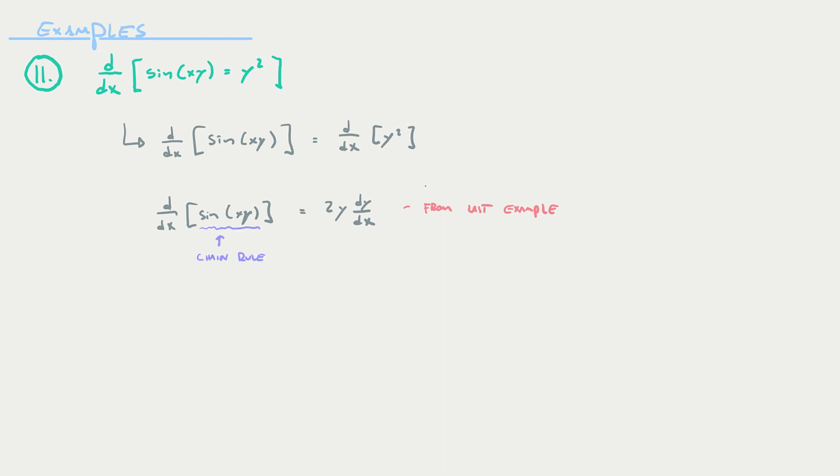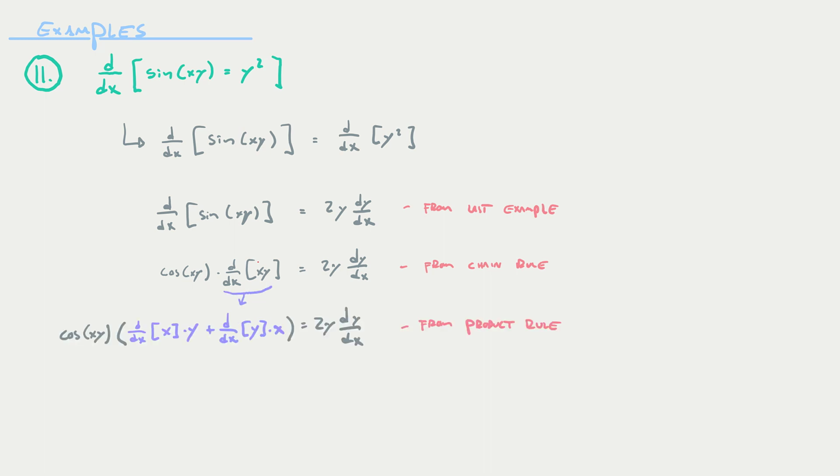The outer function is sine, and then it kind of looks like there might be product rule stuff, but let's take it one step at a time here. Chain rule says you have to take the derivative of the outer function. The derivative of sine is the cosine of whatever the inner function is, which is just xy, and that's why I have this. But per the chain rule, now we're going to multiply by the derivative of x times y, which indeed is a product rule derivative.